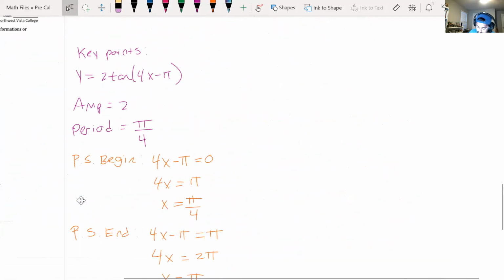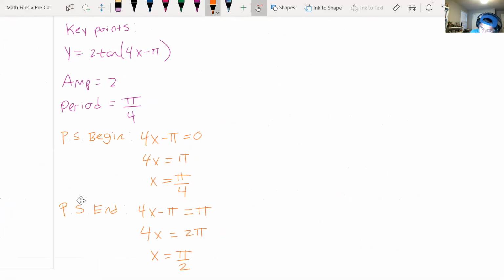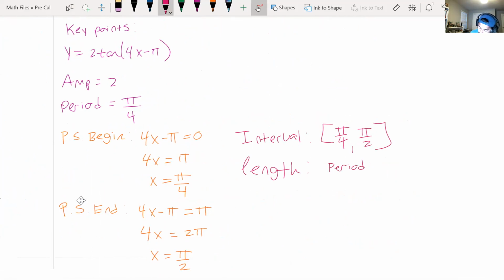All right. Next is your intervals. So I'll just put that there. So your main interval is from pi over 4 to pi over 2. And then the length of your intervals is going to be, of course, the period over 4, which means you take pi over 4 divided by 4. That'll give you pi over 16. And now we start.